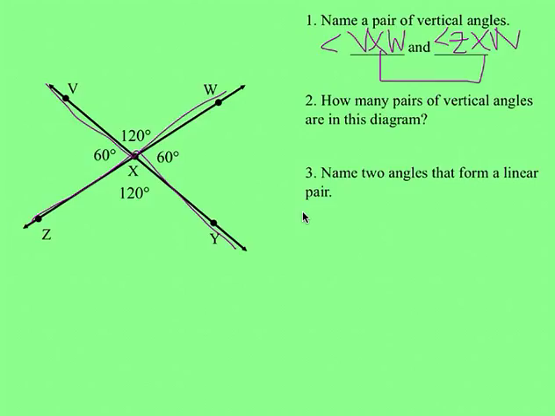Okay, so let's take a look. How many pairs of vertical angles are there in this diagram? Well, we have this one. That's one pair. And then we also have this one. That's going to be our second pair. So there's two pairs of vertical angles.